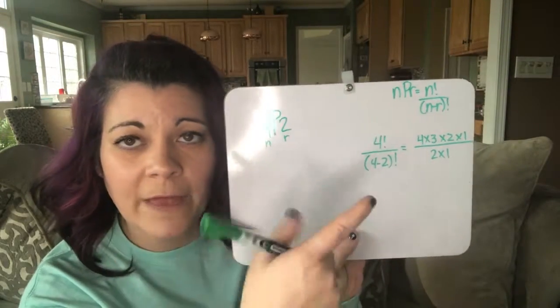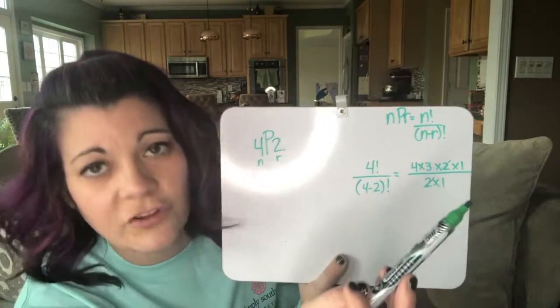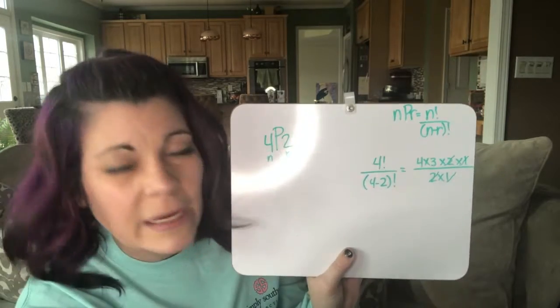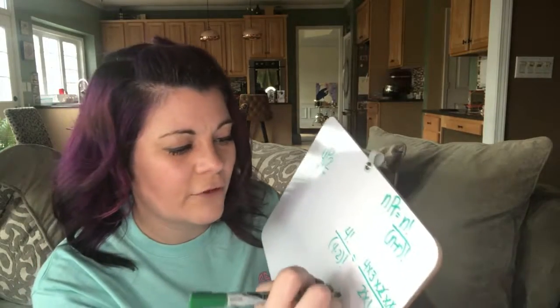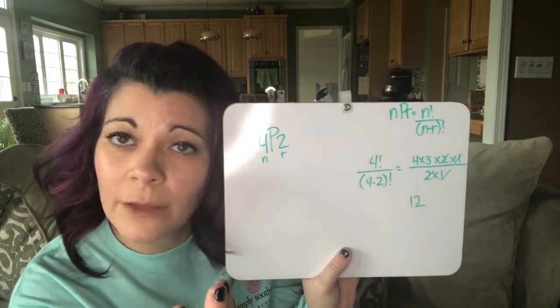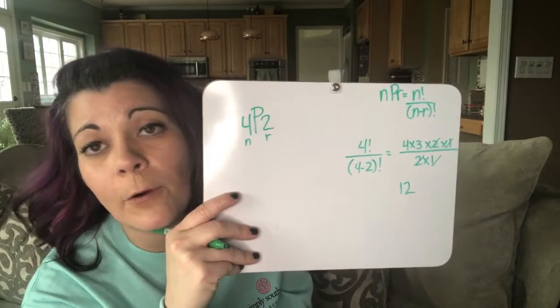So I have that, and now the 2 and 2 will cancel each other out because 2 divided by 2 is just 1. And then the 1s will cancel each other out. And now I can just solve it. So 4 times 3 is 12. That's all I have left on top, and I have nothing left on bottom. So my answer is just 12. So there's 12 ways they can choose 2 stories out of 4. Okay? Another example is T, V, and W taken 2 at a time.